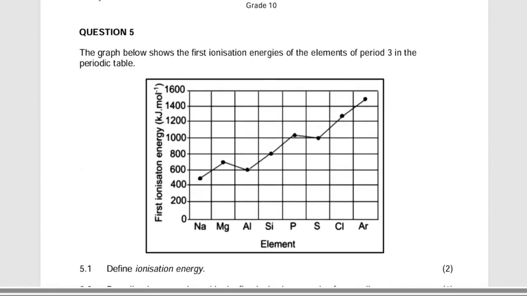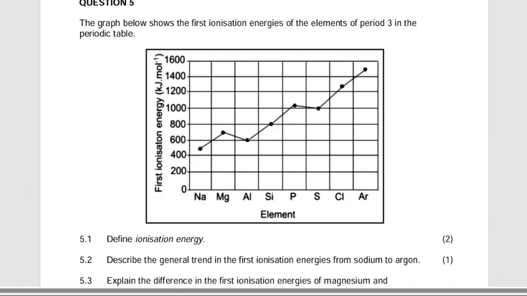Then moving on to question number 5. So question number 5 there, what are we given? We're given a graph. The question reads, the graph below shows the first ionization energies of elements of period 3. So we're focusing on period 3 in the periodic table, right? It's only period 3. Then here we're having the value of the first ionization energies in kilojoules per mole, then here we've got the different elements which are in period 3.